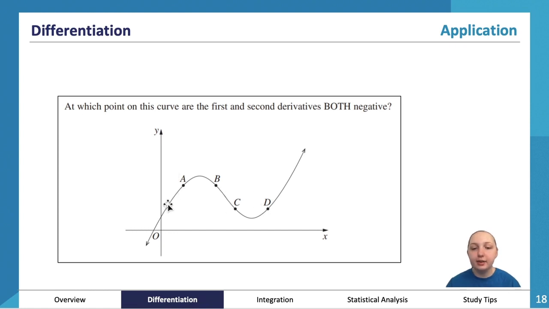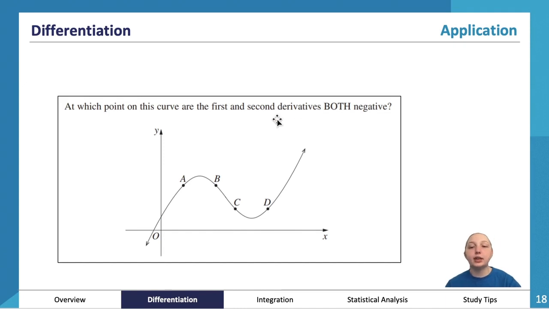So we know A is going to have a positive gradient, so we can cross that out. It's not going to be answer A. B will have a negative gradient, C will have a negative gradient, and D will have a positive gradient. So we can immediately rule out point A and point D. So then thinking about the second derivative.